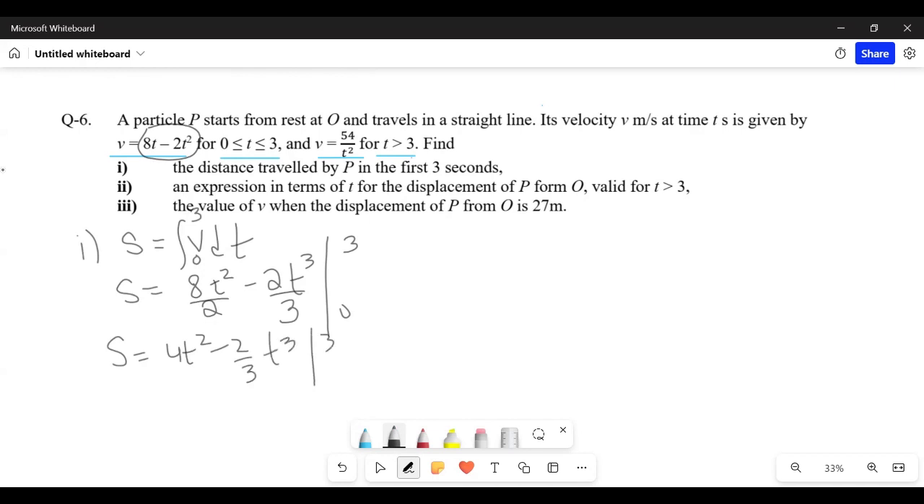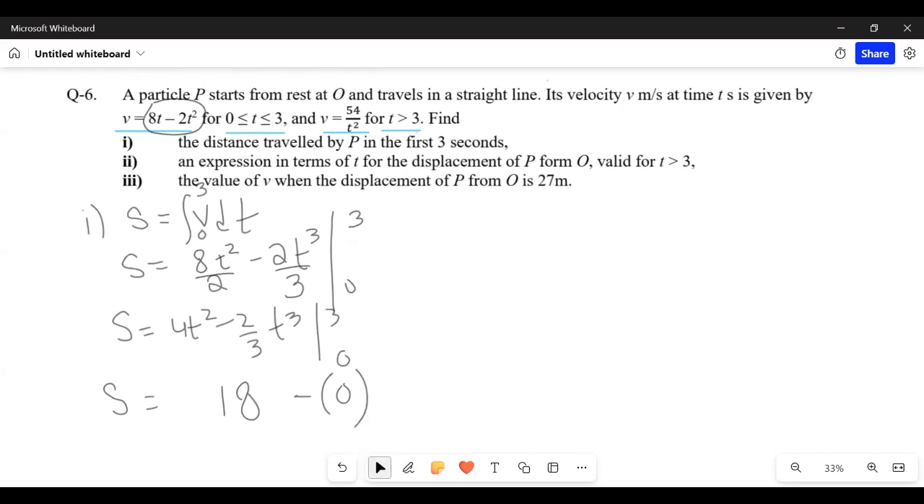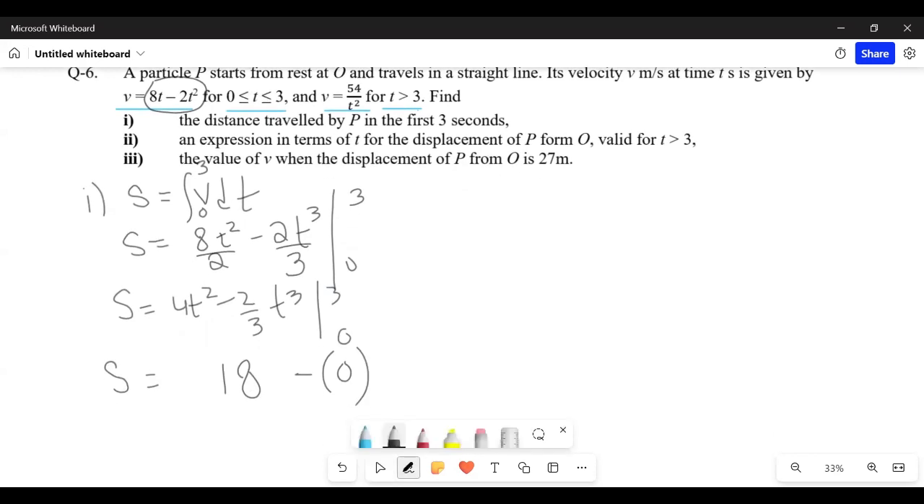And now substitute the limits. First substitute 3 in place of t and then substitute 0 in place of t. When we substitute 0, we just get 0. And for 3, we should get 18. The distance covered in the first 3 seconds is 18 meters.